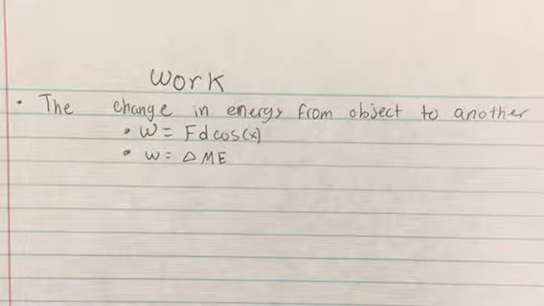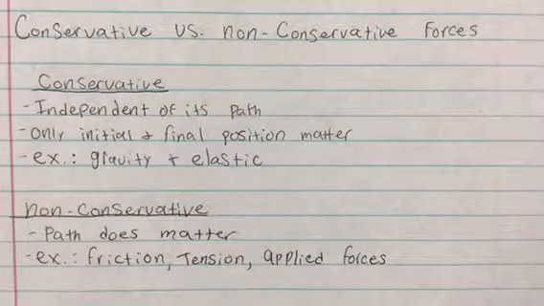Now let's go over work. Work is the change of energy from one object to another. The equation for work is force times displacement times cosine of theta, or basically the change in energy, which is delta of mechanical energy. With work come conservative forces and non-conservative forces. For conservative forces, the work done is independent of the path, so only the initial and final position matter, while for non-conservative forces, the path does matter. Some examples of conservative forces are gravity and elastic force, while some non-conservative forces are applied force, tension, and friction.